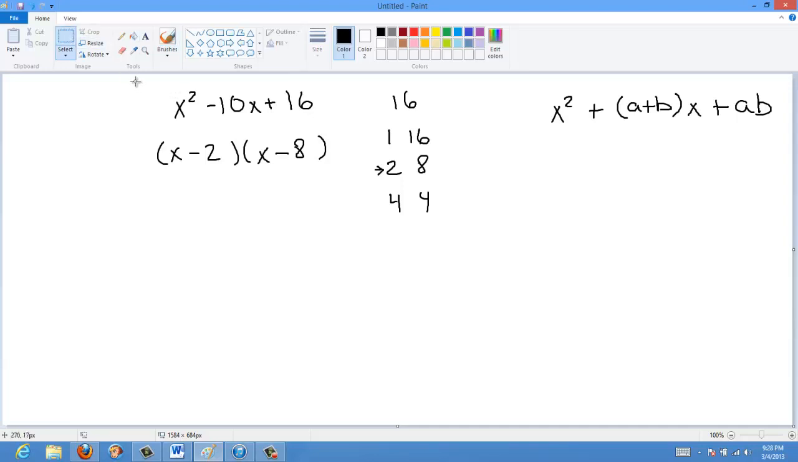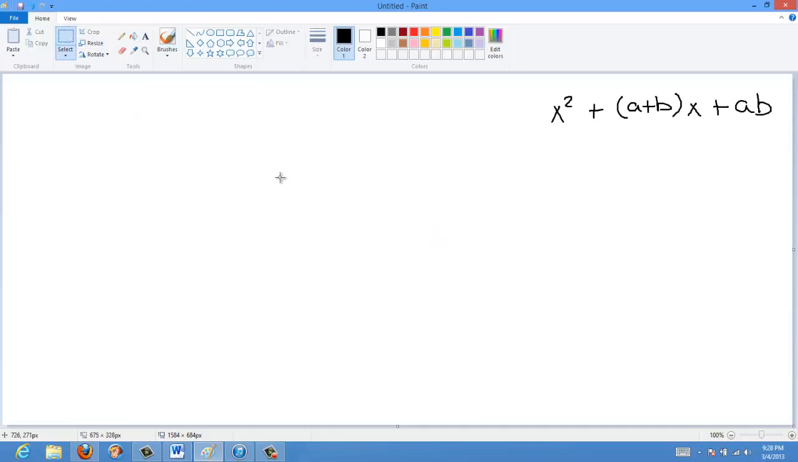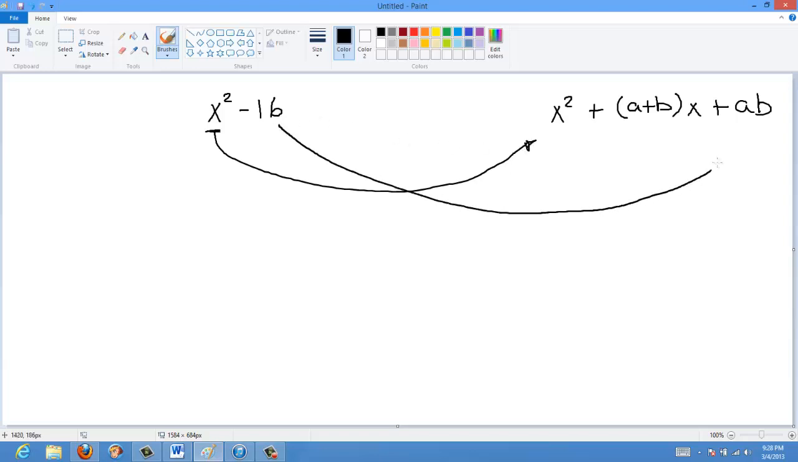Now, there is a special case of this, and I can show it to you here. So we have x squared minus 16. So this is one example of a special case here. And a lot of times people get confused about this because they'll say, oh no, there's no middle term. So we have this term, which corresponds to this, and we have this term, the constant, which corresponds to over here. But what happened to the middle?